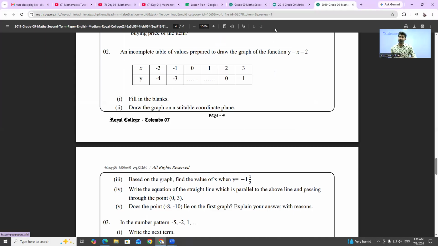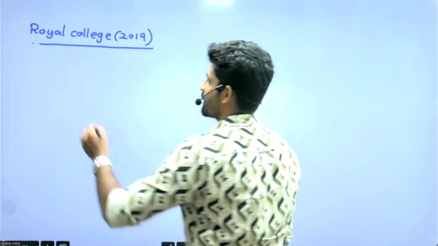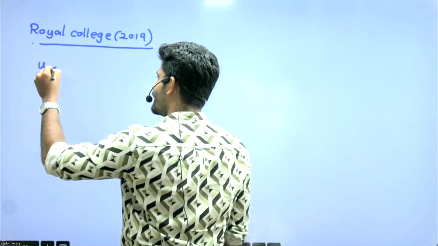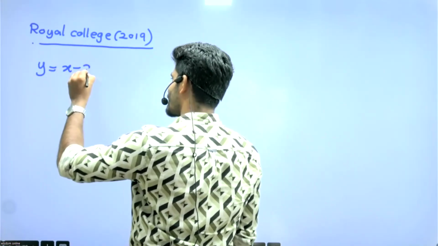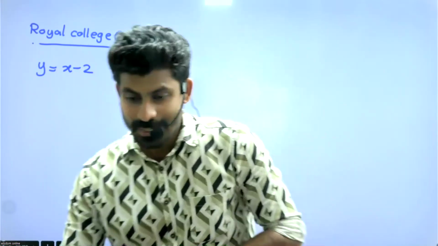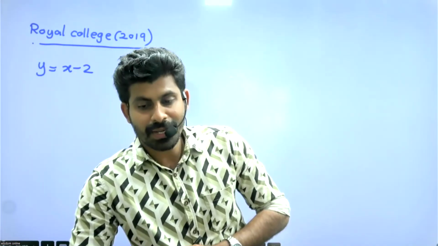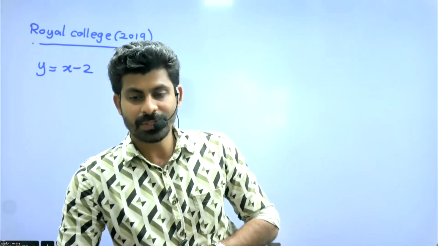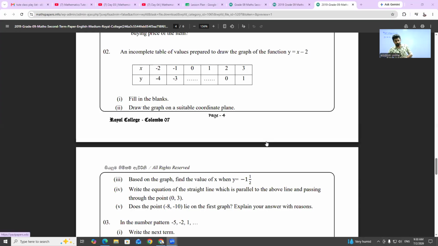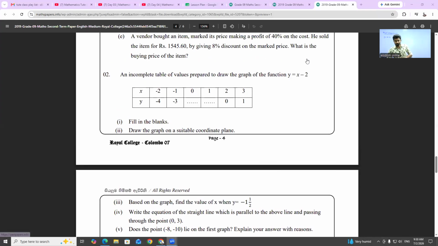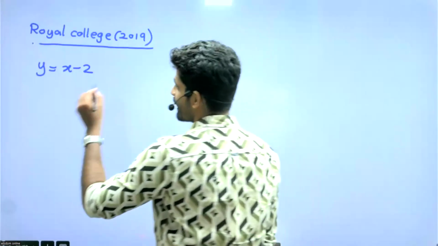Then y equals x minus 2. Right? So we need to find the values, kids. We need to find the values for 0 and 1, for x equals 0 and x equals 1. Right? Let's see that one.